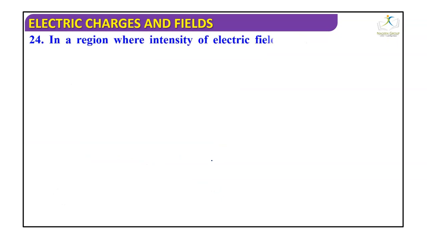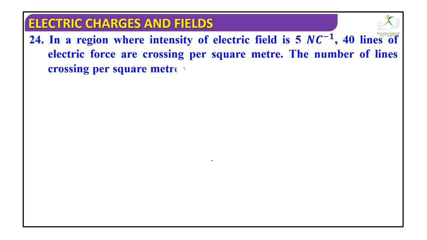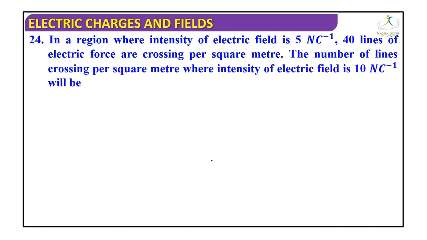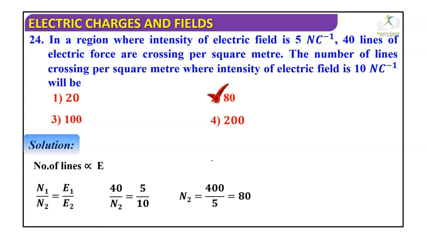Next question: in a region where the intensity of the electric field is 5 Newton per coulomb, 40 lines of electric force are crossing per square meter. The number of lines crossing per square meter where the intensity of the electric field is 10 Newton per coulomb will be. Let us see the solution. The number of field lines is directly proportional to the electric field. N1 by N2 is equal to E1 by E2. That means 40 by N2 is equal to 5 by 10. And the answer will be 80.